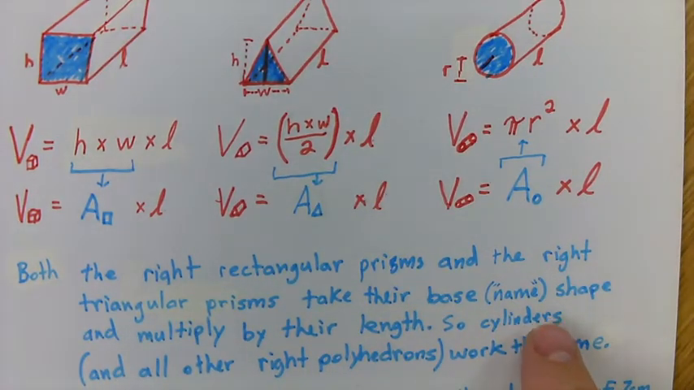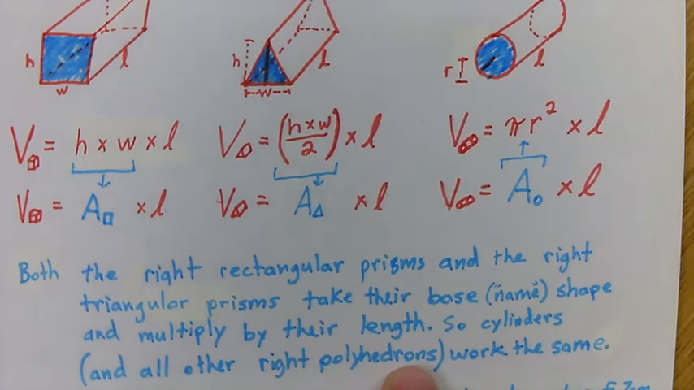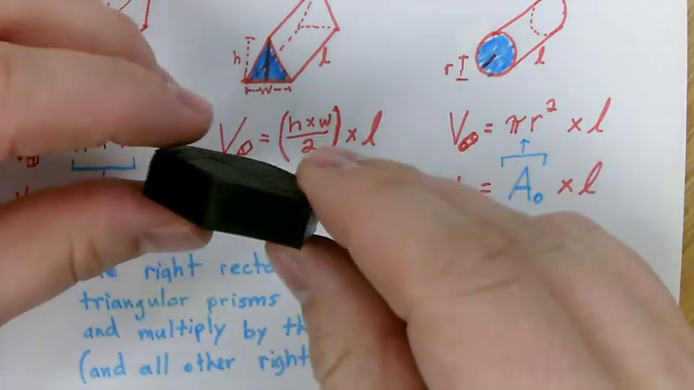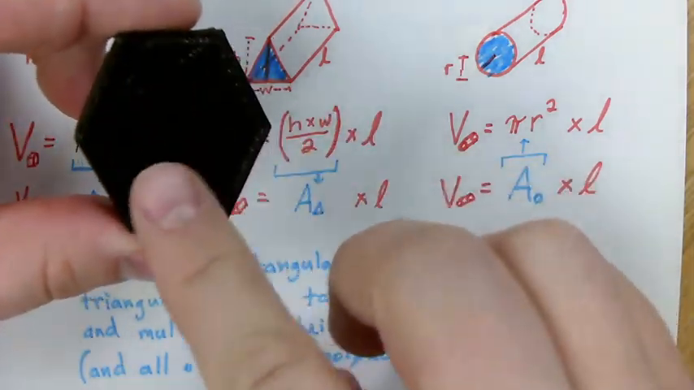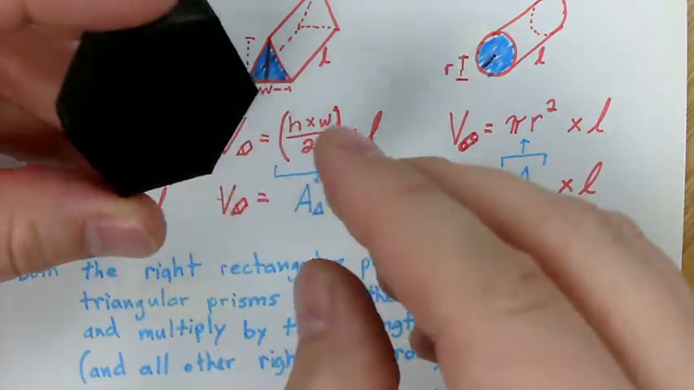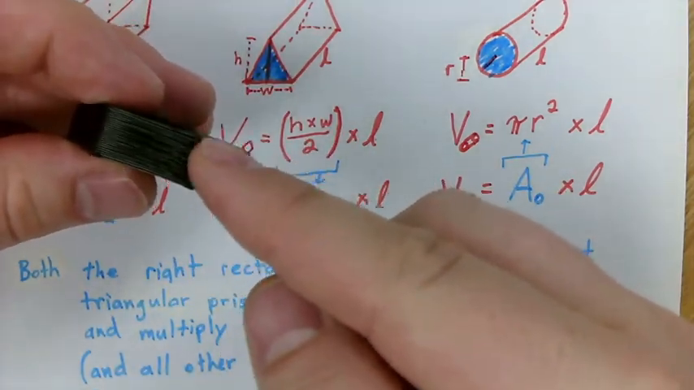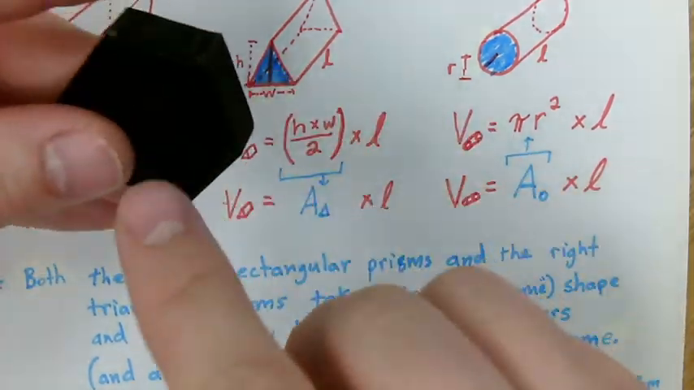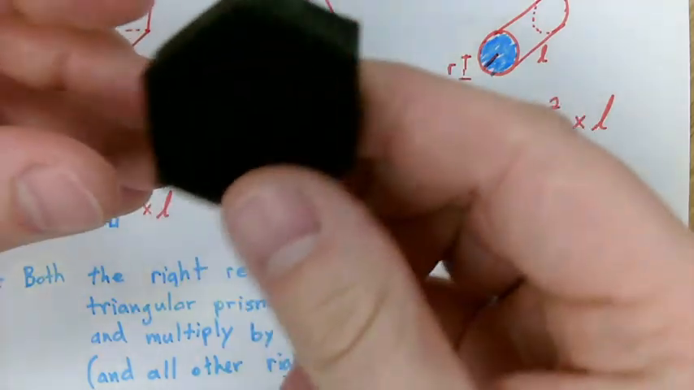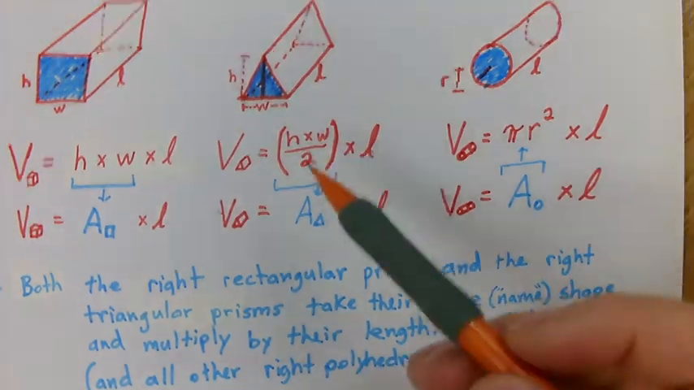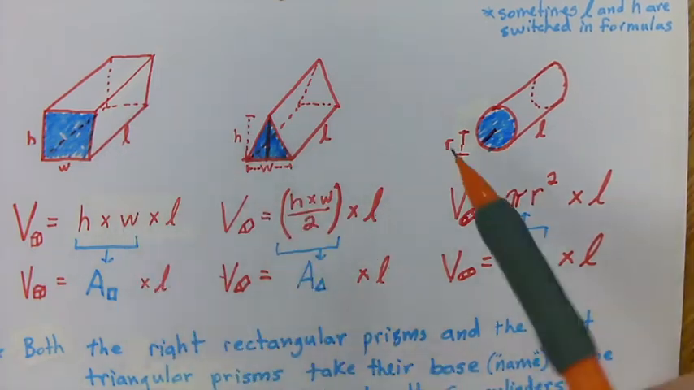So too with cylinders, it works the same. Cylinders and all other right polyhedrons as well. For example, here we have a hexagonal prism. In the same way, if we get the area of this hexagon, this six-sided shape, and we multiply it by the depth of it or the length of it, depending how you look at it, you would find the volume of this shape too. It works for all polyhedrons. You take that base shape, the one that I've colored in blue, and you multiply it.